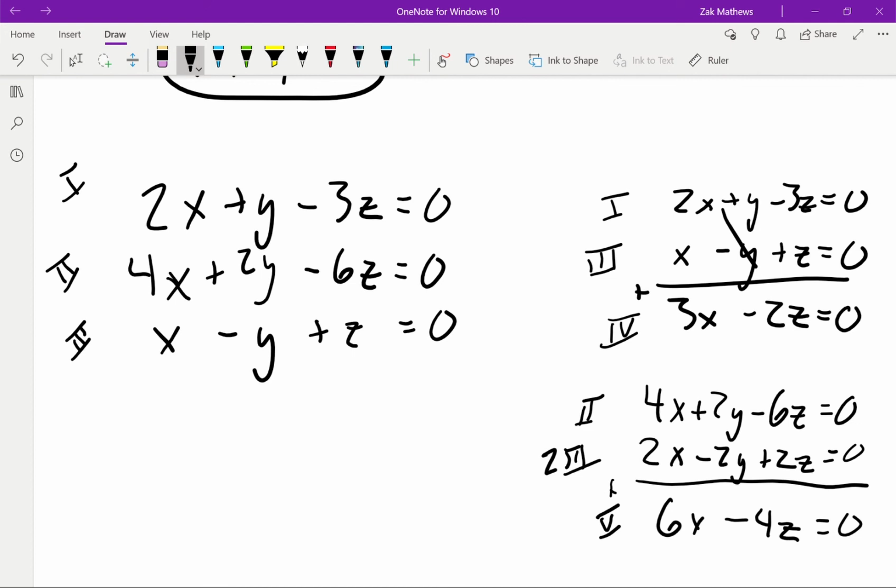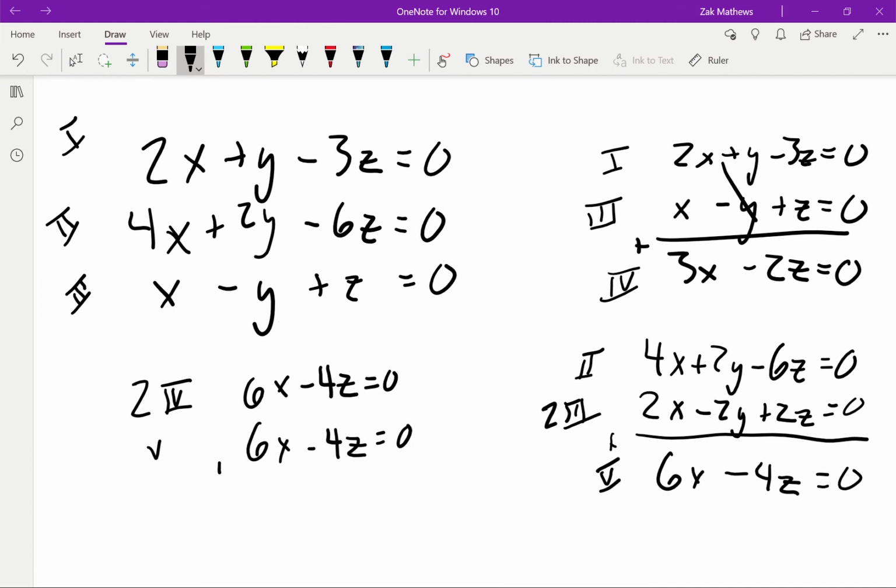I'm going to multiply 2 times the fourth equation, bring down my fifth equation. So we'll have 6x minus 4z equals 0, and another 6x minus 4z equals 0. I'm not going to add, I'm going to subtract because I need them to go away. The x's cancel, the z's cancel. I'm left with the statement 0 is equal to 0.